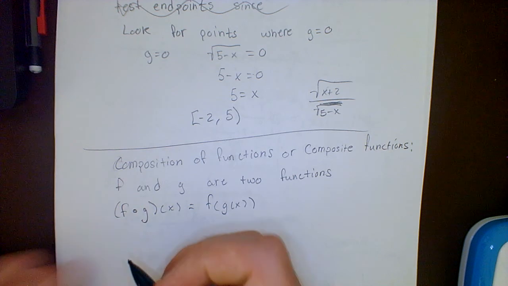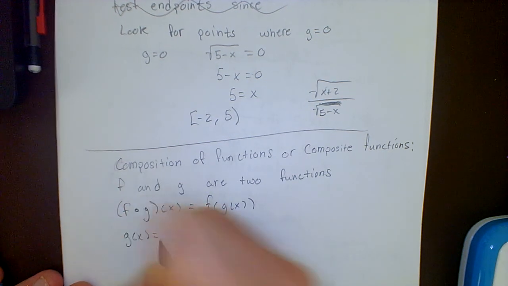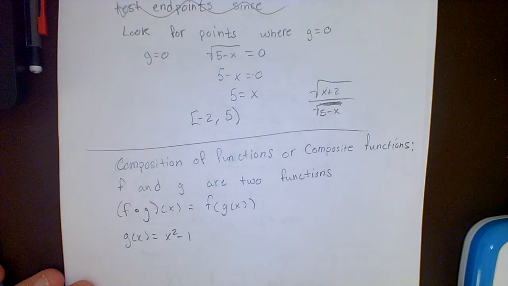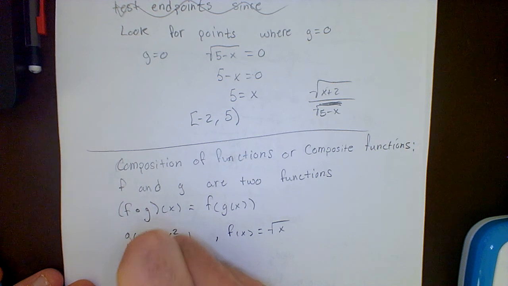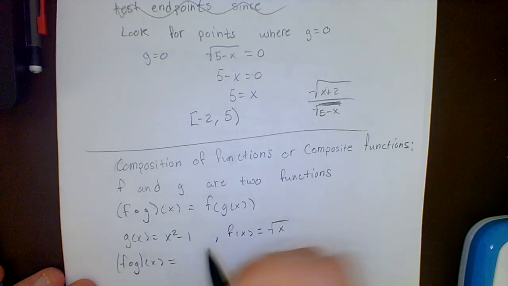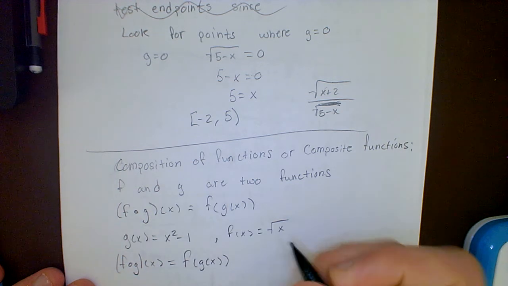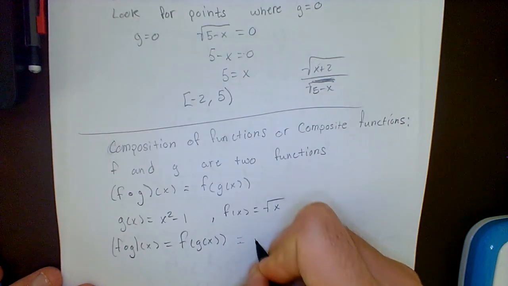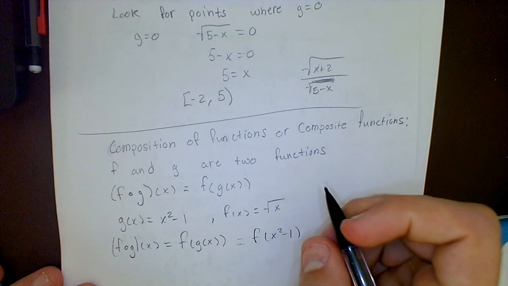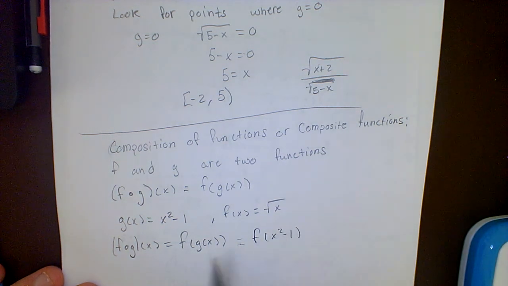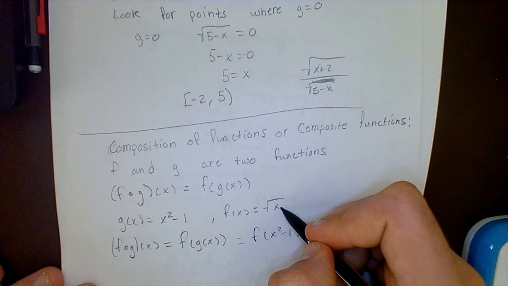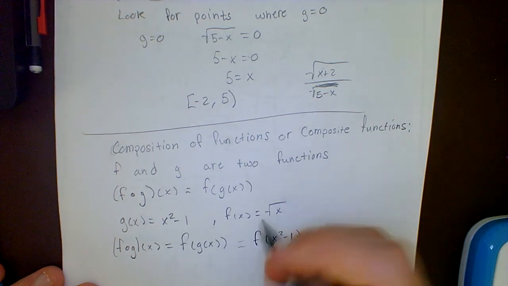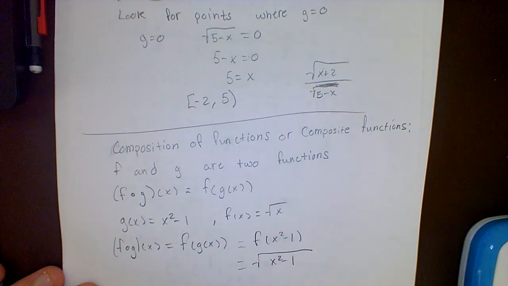Okay, so for example, let's say g of x is equal to x squared minus 1, and f of x is equal to the square root of x. So if I want f of g of x, I'm going to write this in a couple steps here. So this could be f of x squared minus 1. So basically what I do is I just inserted g of x, that was a straight up substitution. But now I need to take x squared minus 1 and put it where x is for the f function. So this is going to equal the square root of x squared minus 1.